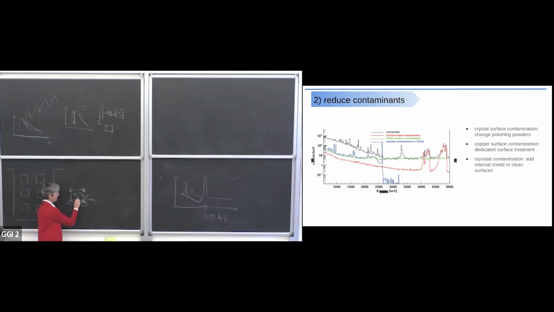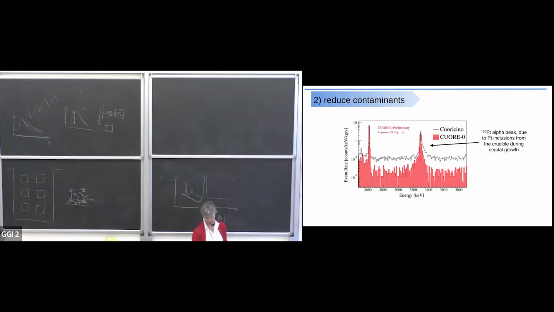You can have the alpha emitted in this direction, the recoil in this one, and the alpha has 5 MeV energy, but 2 MeV are deposited inside the copper, and only 3 MeV are deposited inside the crystal, and so you have an event in that region. While for surface contamination of the crystals, there are also coincidences. Again, there is an exercise this afternoon. We will go back to this discussion in the afternoon.